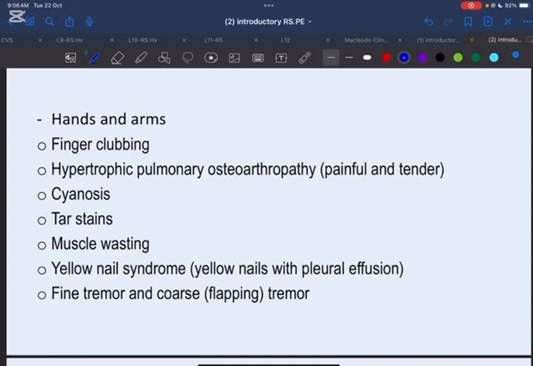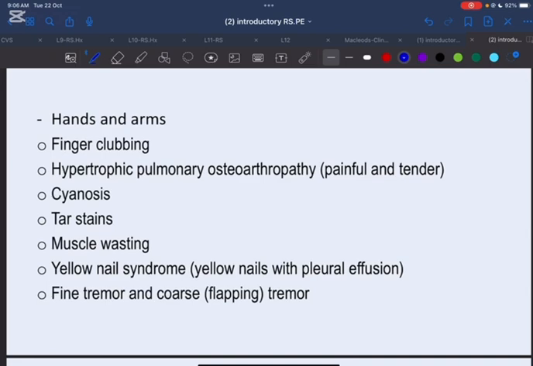Parkinson is coarse. Rigidity, cogwheel rigidity, and it's coarse. When you see it, it's coarse. The tremor is not fine. The tremor is coarse as well, and Parkinson is part of the coarse tremors.